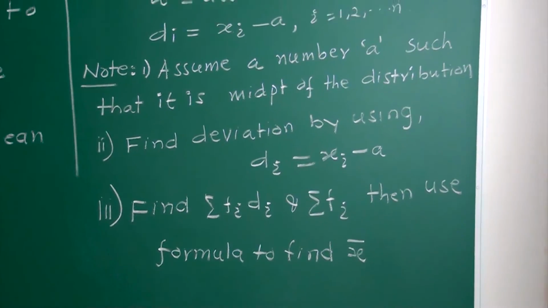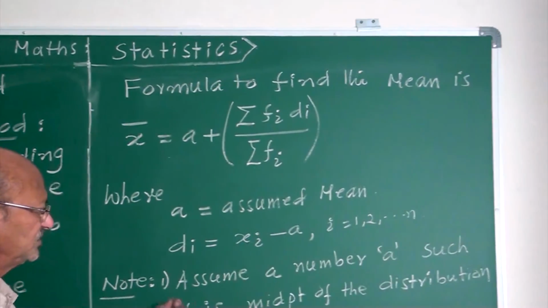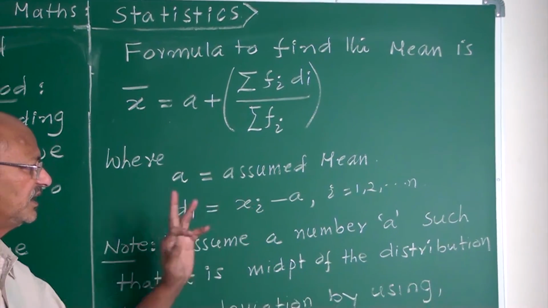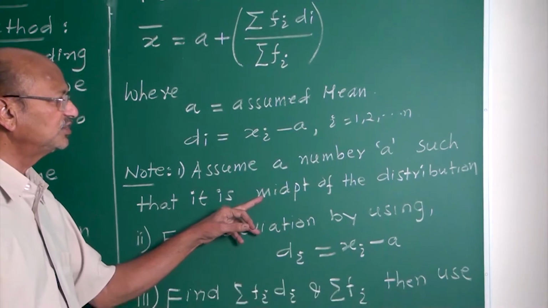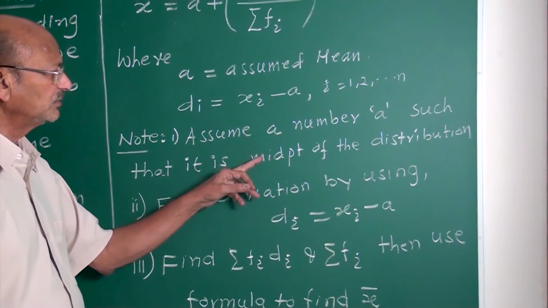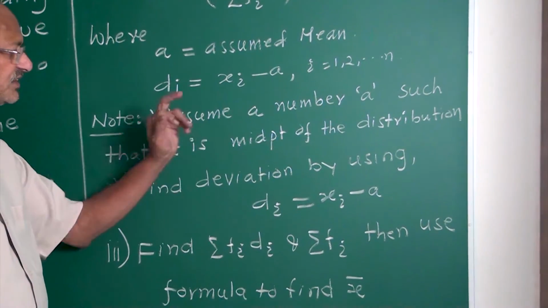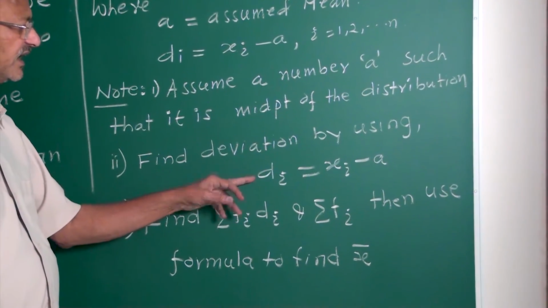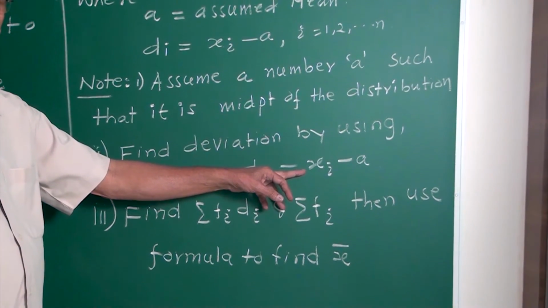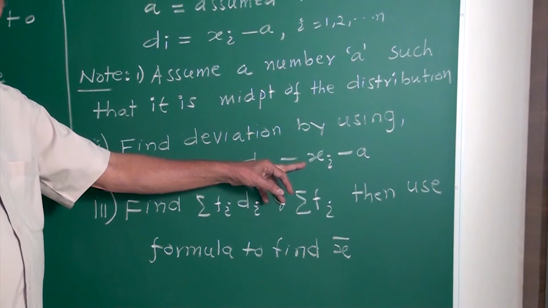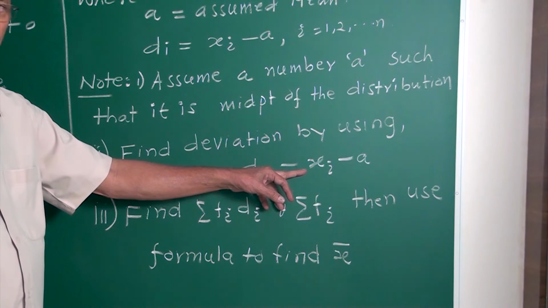Yes, friends. In this case, first you have to assume a number A such that that number is the midpoint of the distribution. After assuming this A, find what? Di. You know how to find xi. What is xi? Class mark. Add upper and lower limits divided by 2. You know how to find xi in the previous examples.